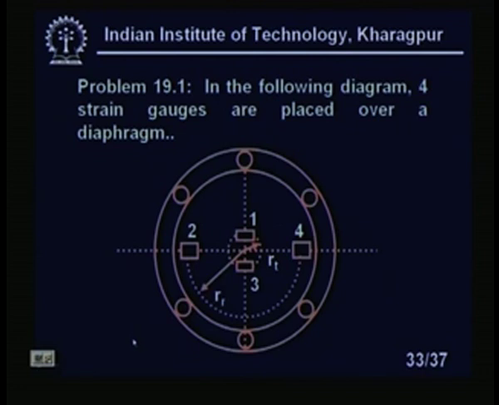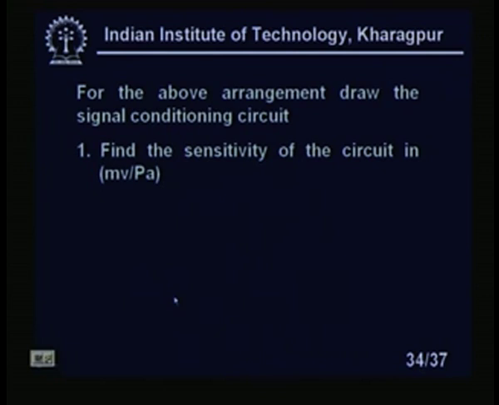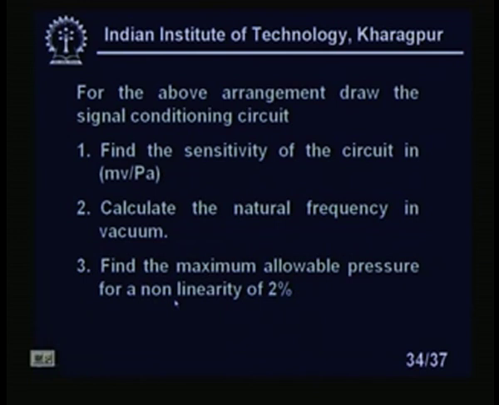The problem is, for the above arrangement, first of all draw the signal conditioning circuit. Find the sensitivity of the circuit in millivolt per Pascal. Calculate the natural frequency in vacuum. Find the maximum allowable pressure for nonlinearity of 2%. Find the full scale output, right.